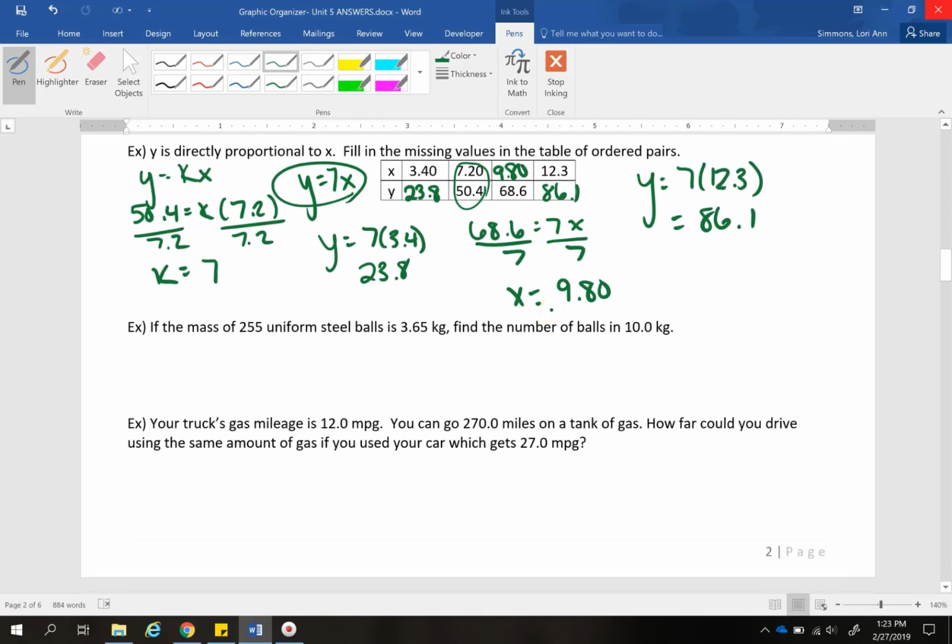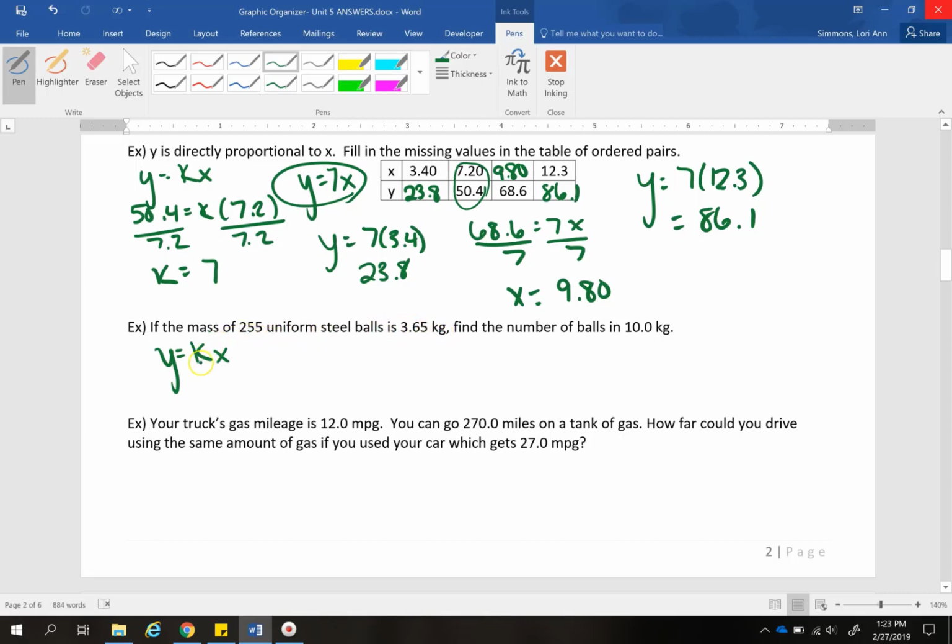Okay, next example. If the mass of 255 uniform steel balls is 3.65 kilograms, find the number of balls in 10 kilograms. So we know this is directly proportional. So what that means is as one value goes up, the other is going to go up. So as you get more steel balls, the weight of those steel balls are going to go up. So we can use this direct variation formula.